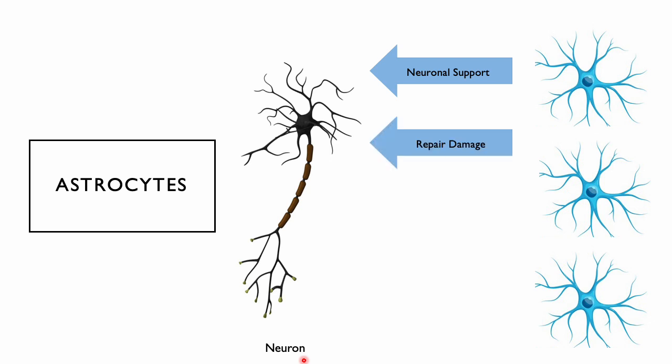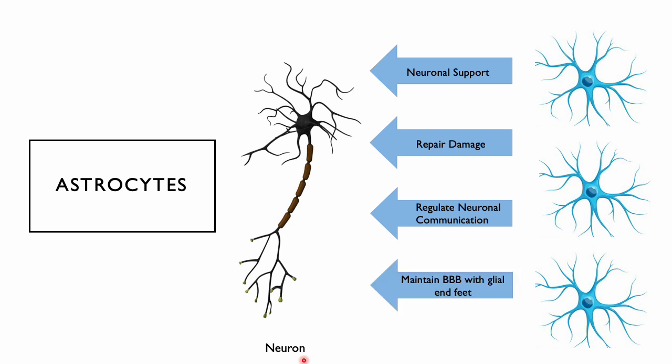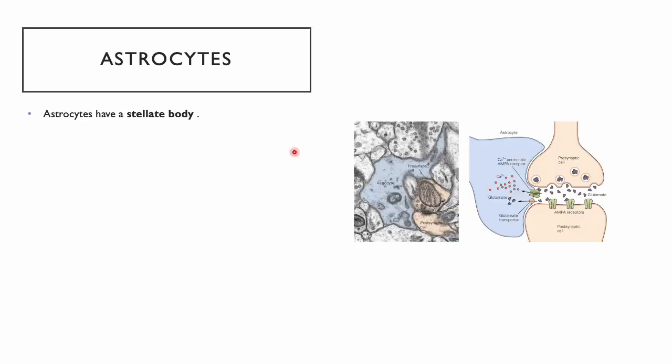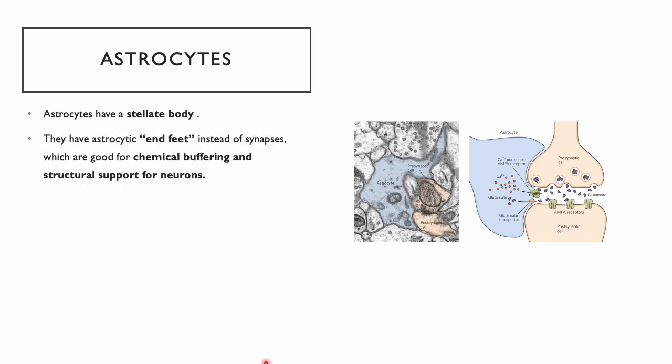So they support neurons, they can help repair damage, they regulate neuronal communication, and they maintain the blood-brain barrier with their glial end feet. This is not to be mistaken with endothelial cells. I want to make this very clear that endothelial cells make up the blood-brain barrier, but the astrocytic end feet do help to tighten gap junctions to ensure that nothing bad gets to the brain. This ultimately protects the blood-brain barrier. Astrocytes have a stellate body. So if you remember, that means they're star-shaped.